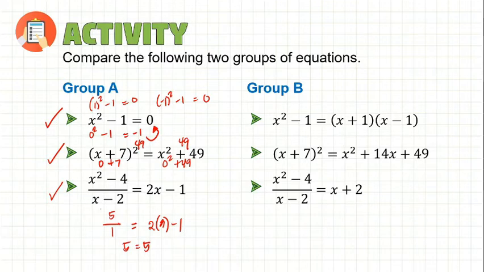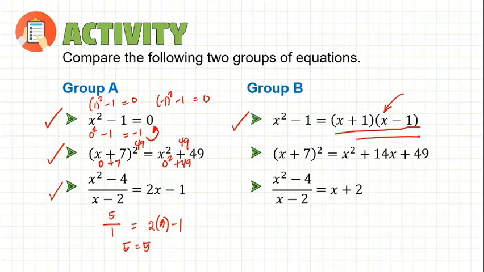Okay? However, in our equations in group B, take note for equation 1, x squared minus 1 is equal to this one. Why? Because if you are going to have the factored form of x squared minus 1, you will get these factors, right? So therefore, in this case, the two expressions are just equal, or they are equivalent expressions. So in that case, the equation will hold for all values of x in its domain.